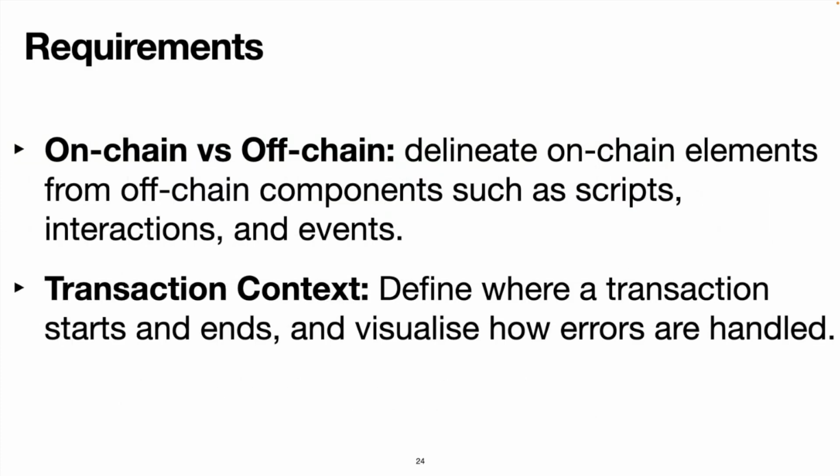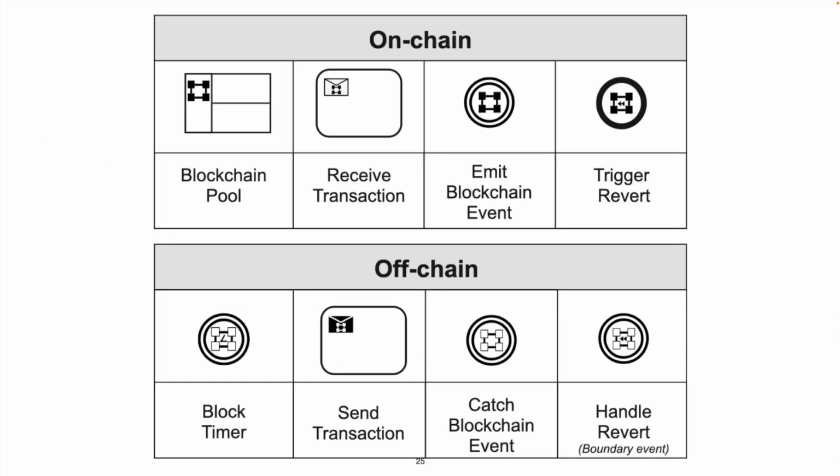So we would like to have as requirements that the extension should be able to visibly separate on-chain and off-chain transactions, and also show us the transaction context in the process. So these are the elements that we suggest as an extension to the standard BPMN. We tried as much as possible to remain close to the standard language and not to invent new constructs.